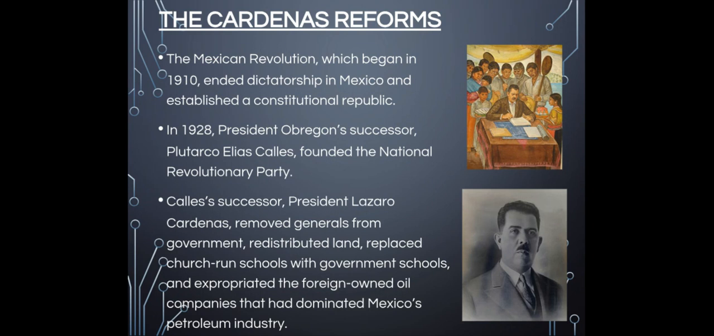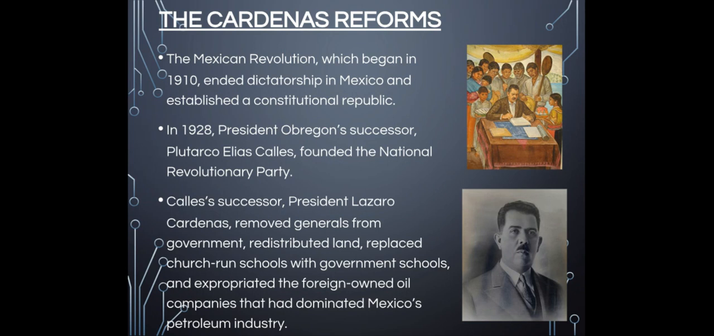And we're back. And now we're moving on, and we're going over to talking about the Mexican Revolution and then new reforms that were made. The Mexican Revolution began in 1910, and it ended dictatorship in Mexico and actually established a constitutional republic.